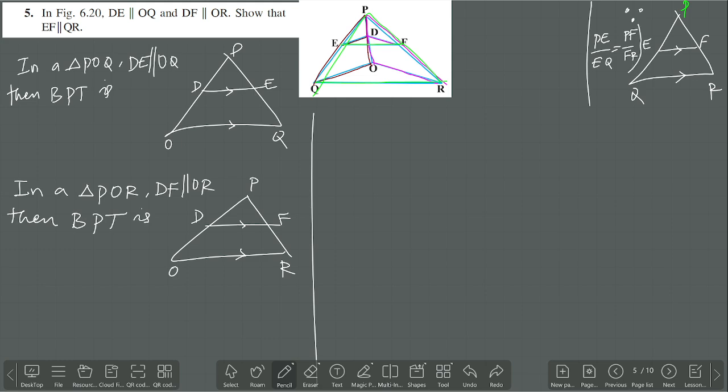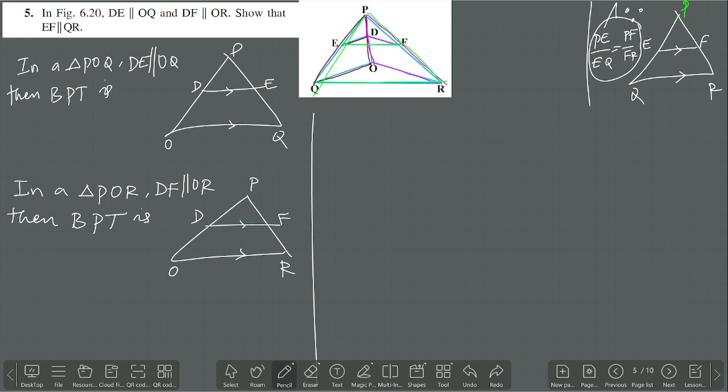So this result, if you get, we can say what? EF parallel to QR. We are not going to bring EF parallel to QR. We are going to bring this, the circled answer. If you get this circled answer, we can say automatically EF parallel to QR. Do you understand? The circled answer is very important that you want to bring. Okay, right?